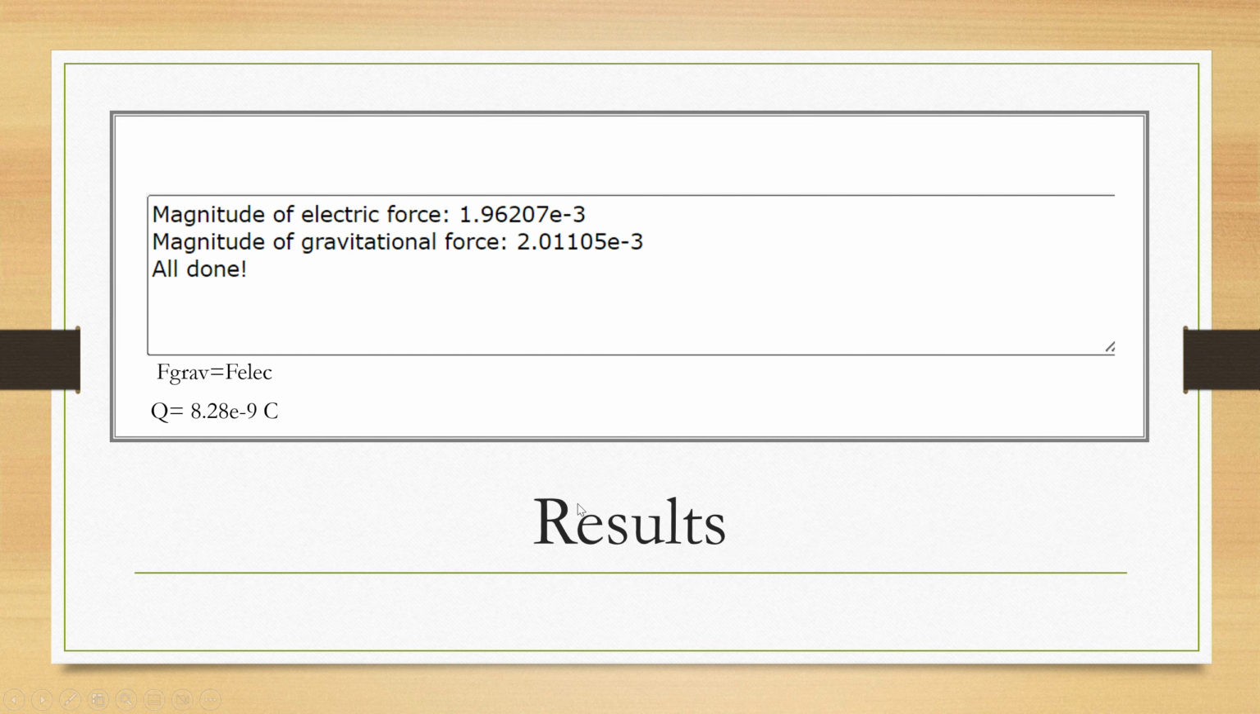And in our results, I calculated Q by hand before doing my experiment using the rod approximation, and I got 8.28 times 10 to the negative 9 coulombs, along with the magnitude of electric force and the magnitude of gravitational force that we got from our experiment. I was able to get this Q by setting the force of gravity equal to the electric force, because these are the two forces that counteract each other. So we have the force of gravity going down and the electric force going up, and by setting them equal we are able to identify our Q.